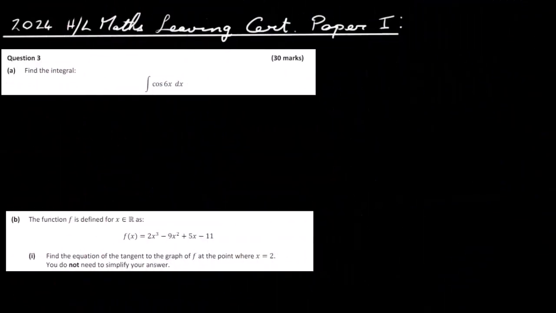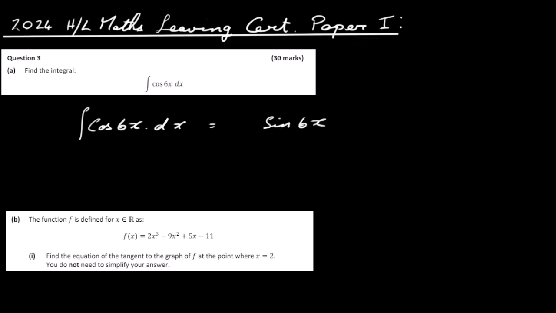Let's have a look at the 2024 Higher Level Maths Leaving Cert Paper 1, and this is question 3. So part A, we've got to integrate cos 6x. So let's do that. We've got to integrate cos 6x with respect to x. Well, if we integrate cos, we'll get sine 6x.